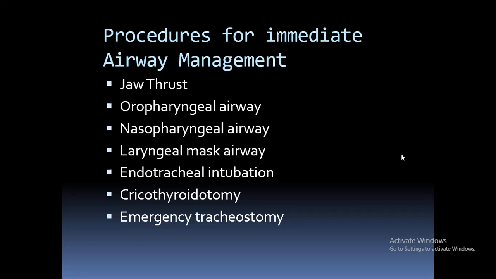Next is cricothyroidotomy. It is also an emergency procedure in which an opening in the airway is made through cricothyroid membrane. It is actually a mini tracheostomy and it is an emergency procedure to buy time to allow the patient to be carried to the operation theatre so that tracheostomy can be done later on. And the last is emergency tracheostomy.